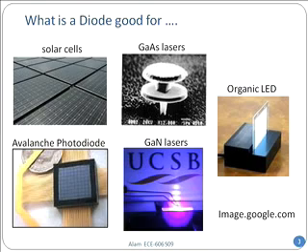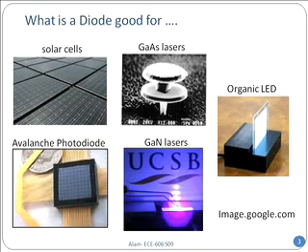Gallium arsenide lasers, in fact, all lasers are essentially semiconductor diodes. And gallium nitride lasers, or gallium nitride lighting: all the incandescent lights, which people say take about 20% of the energy in the US, are supposed to be replaced by solid state lighting. Again, a diode, that's a diode, nothing more.